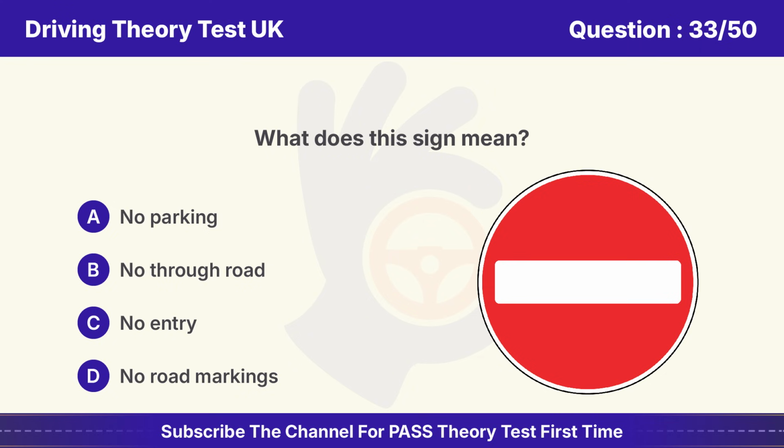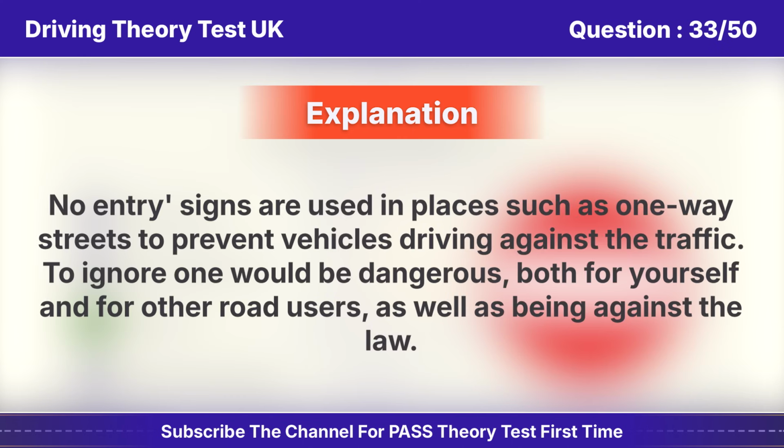Question 33. What does this sign mean? Answer is C. No entry. No entry signs are used in places such as one-way streets to prevent vehicles driving against the traffic. To ignore one would be dangerous, both for yourself and for other road users, as well as being against the law.